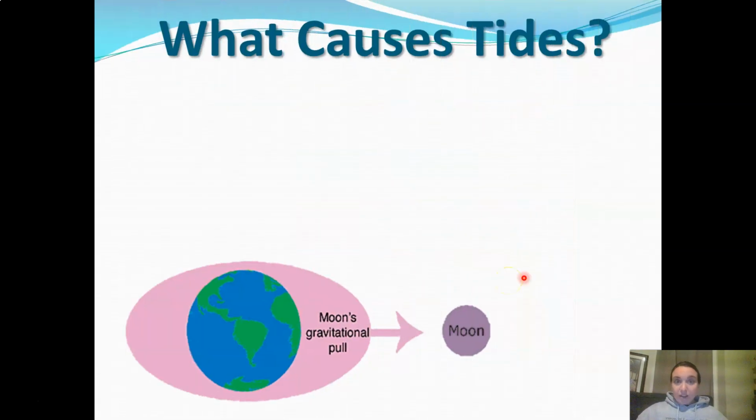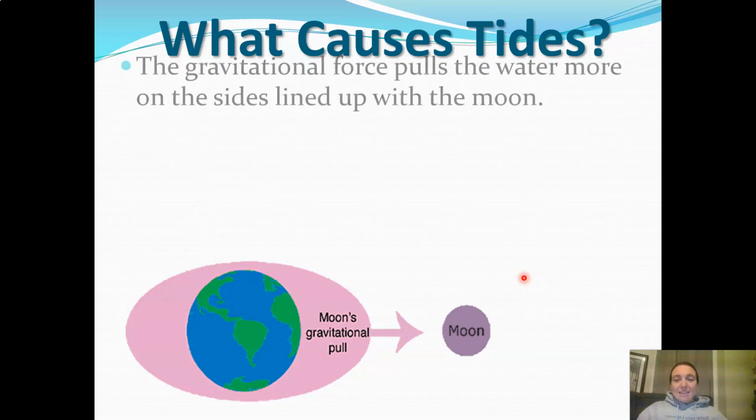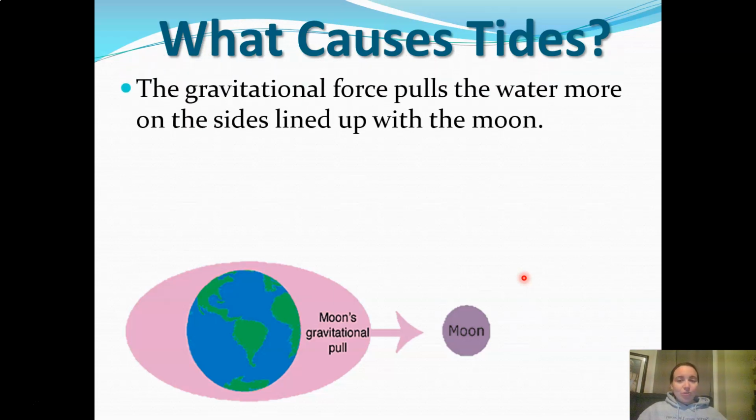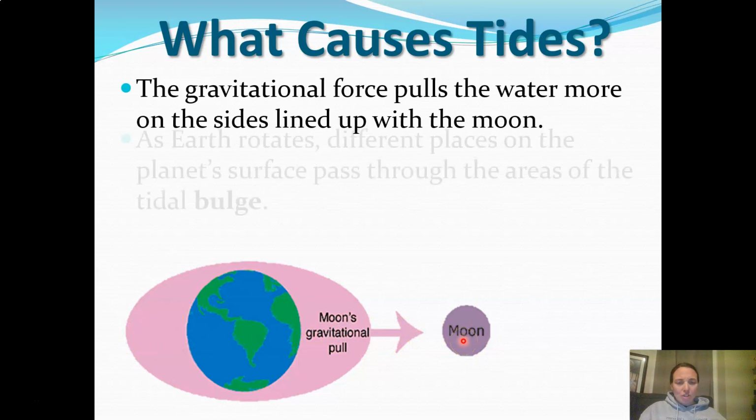Let's get into what causes this to happen. Why does the water rise and fall? It is mostly due to the gravitational force between the moon and the water on Earth. The gravitational force pulls the water more on those sides lined up with the moon. So you have this kind of bulge.